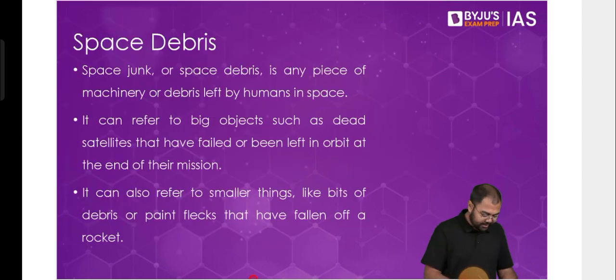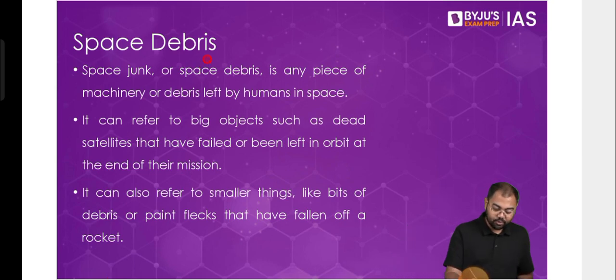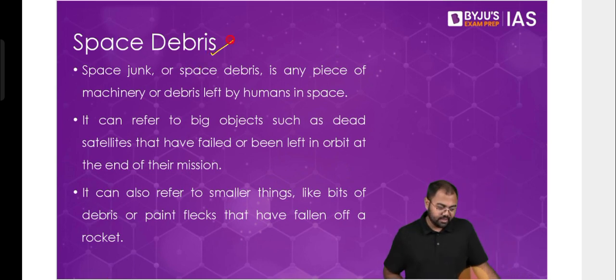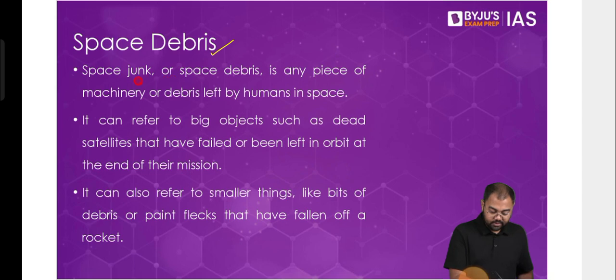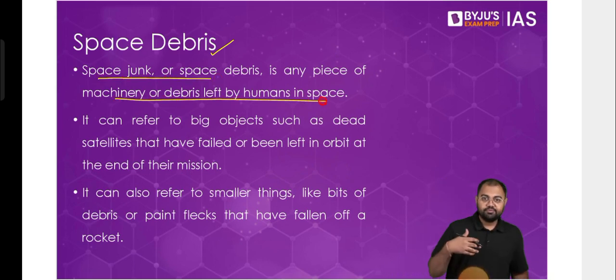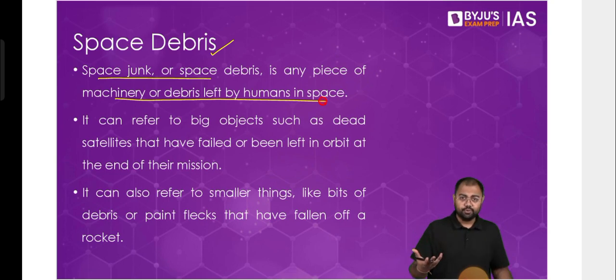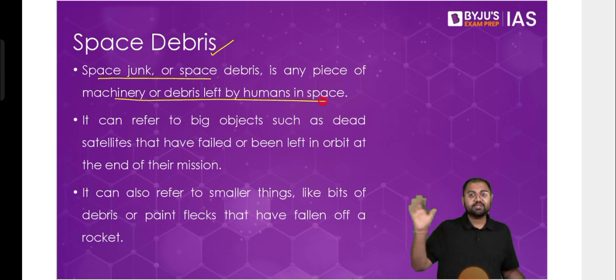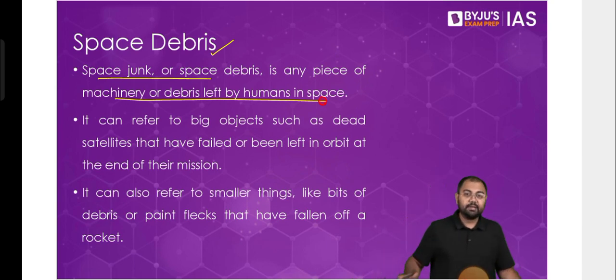Now, one very, very important topic, a topic which has been very relevant in the past few years, is the topic of space debris. Understand what space debris is, first of all. Space debris, also called space junk, is any piece of machinery or debris left by humans in space. We are launching so many satellites and missions, and after the mission is over, they keep on revolving in the same orbit for a very, very long time. So slowly and steadily, the amount of leftovers has been increasing, and this keeps piling up, causing another kind of issue now.